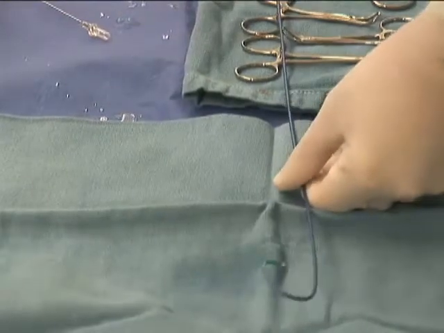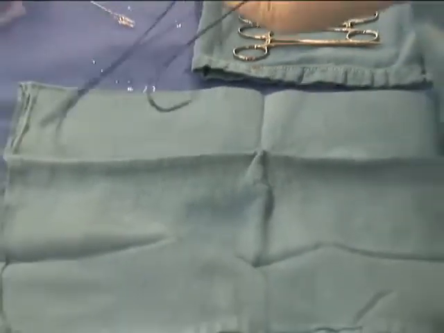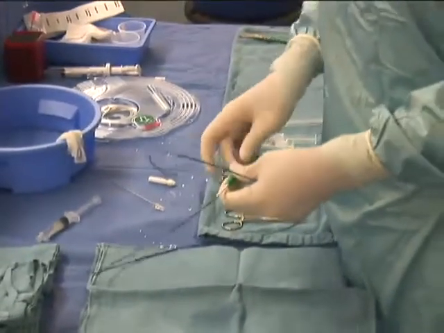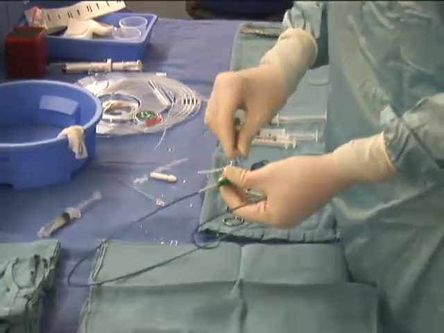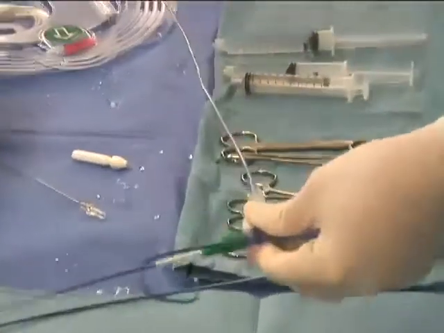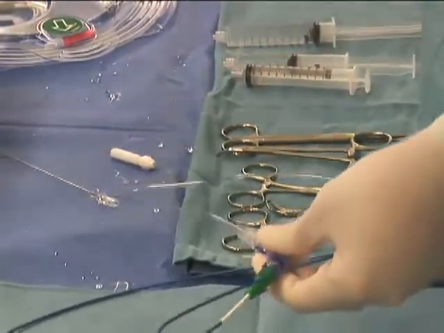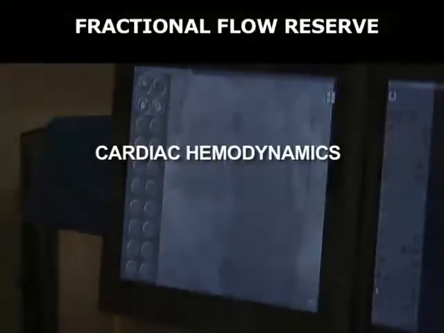The hemostatic adapter is attached to the proximal end of the guide catheter and is then connected to the hemodynamic monitoring system via either the power injector, used in this example, or a standard manifold hand injector.